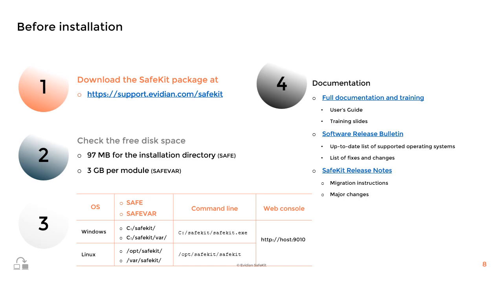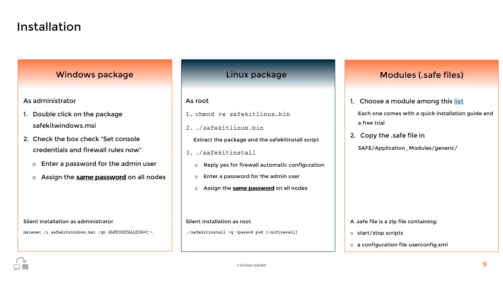The SafeKit release notes detail migration instructions and major changes. Let's examine the package installation and start with the installation of the Windows package. As an administrator, you will need to double-click on the SafeKit Windows.msi package to begin the process.